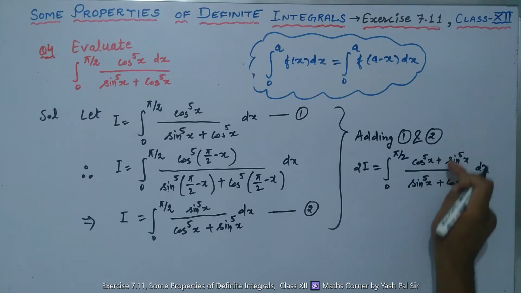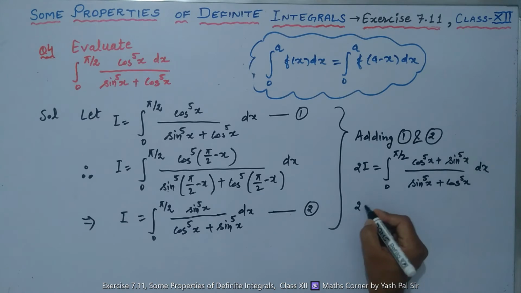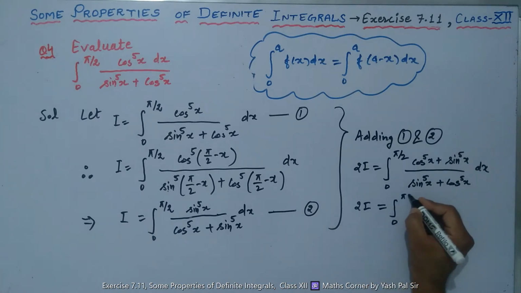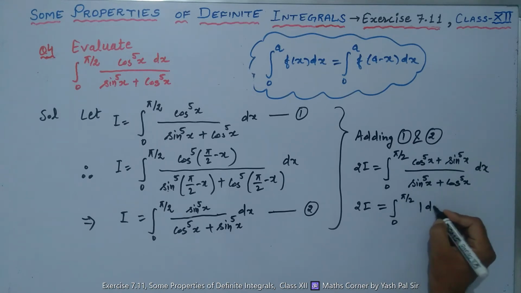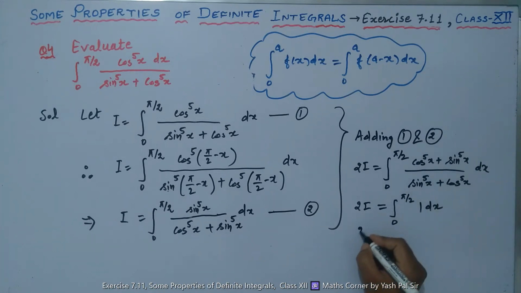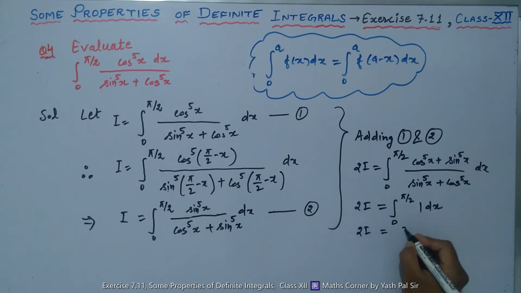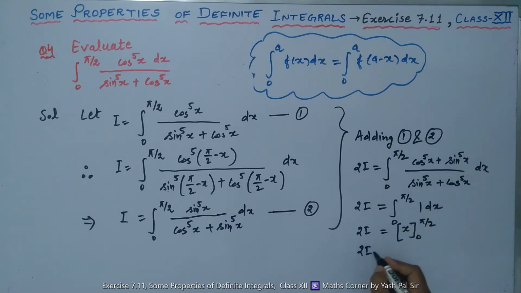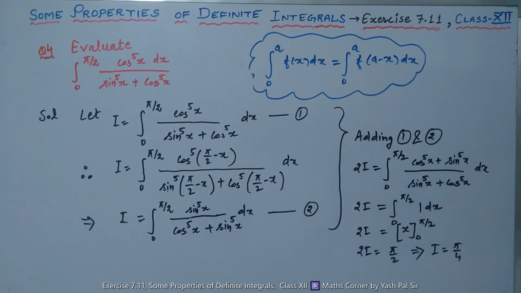So again numerator is equal to denominator, that means cancelled. So we are left with 0 to pi by 2 1 dx. Integration of 1 is x, putting the limits 0 to pi by 2. So again we have 2I is equal to pi by 2, which means I is equal to pi by 4 is the final answer of this question.